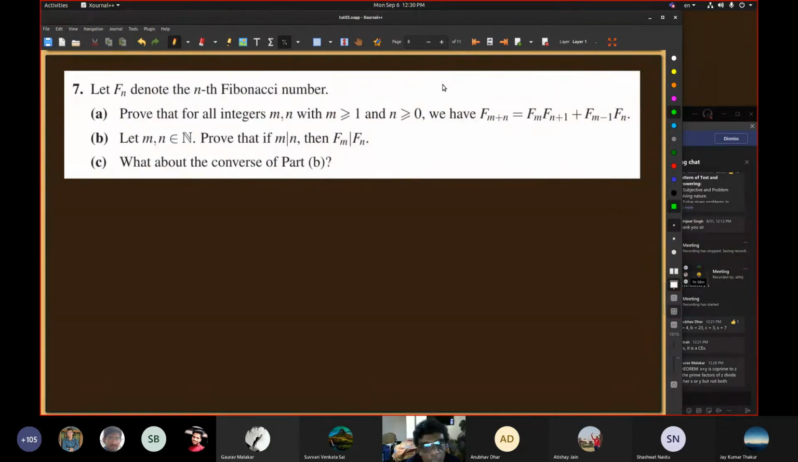Yeah, so this is an example of induction involving two variables M and N, and you are supposed to prove that for all integers with M greater than or equal to 1 and N greater than or equal to 0, this identity holds.